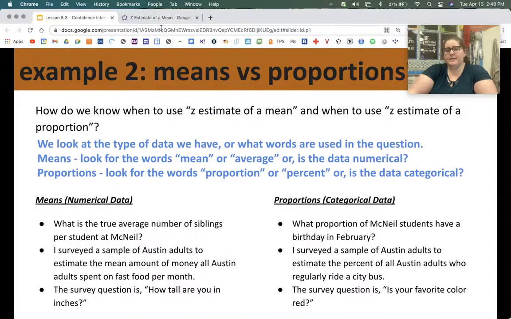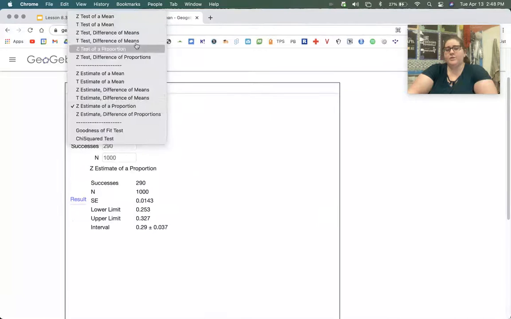So those are some hints to help you with knowing which one of these to use. And like I said, those are the only two options we're going to use in this chapter. We're going to either use z-estimate of a mean or z-estimate of a proportion. We won't use any of these other ones right now.